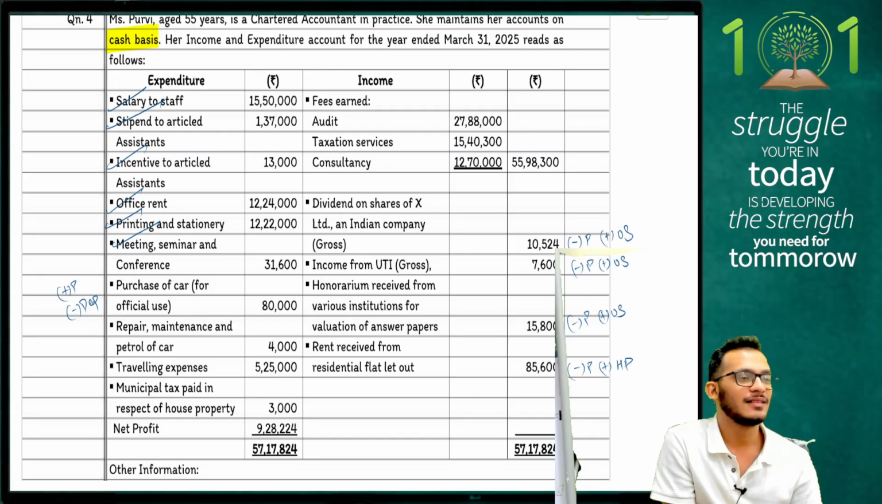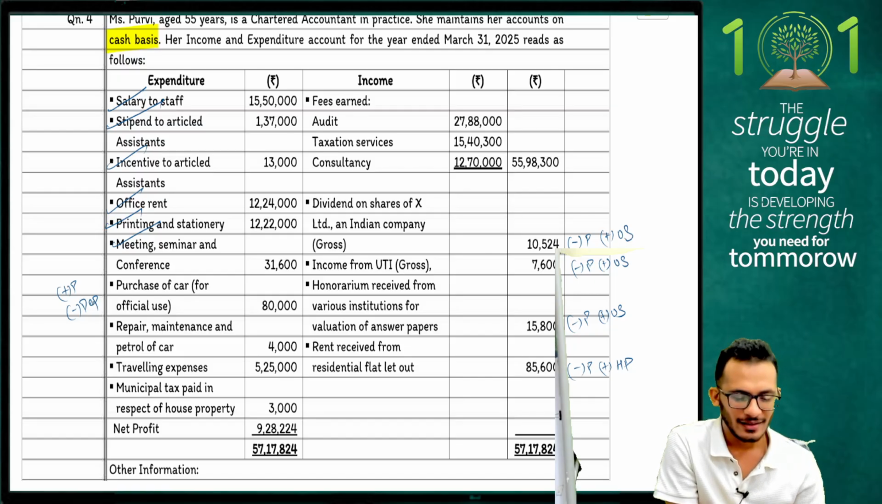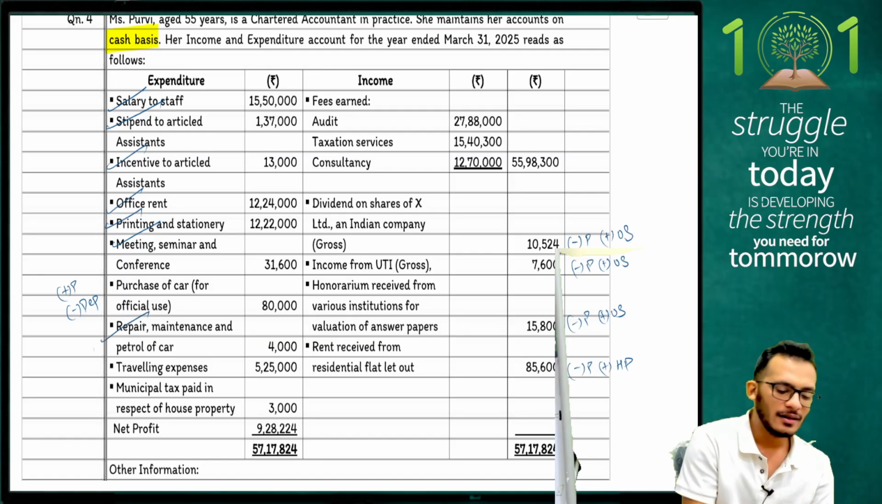15%. 30 is for lorries. Repairs, maintenance and petrol of car allowed. Traveling expenses.